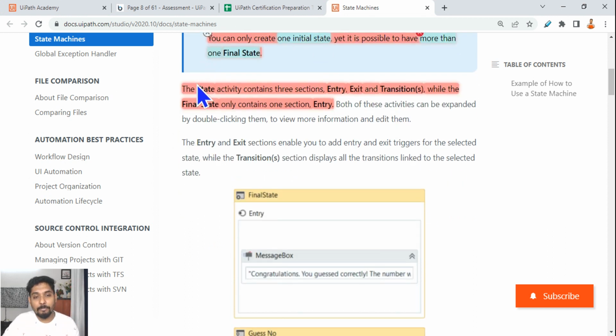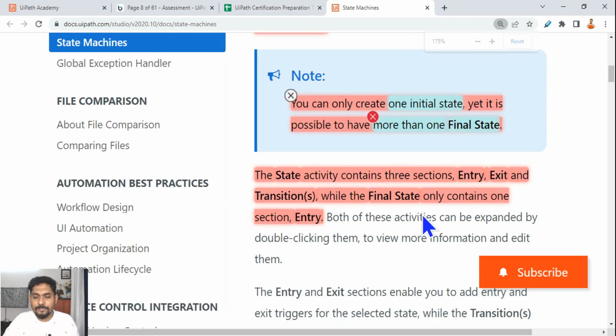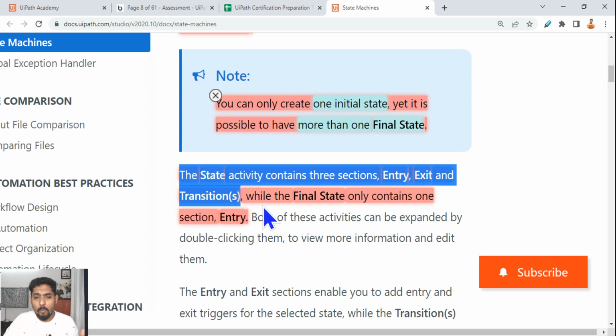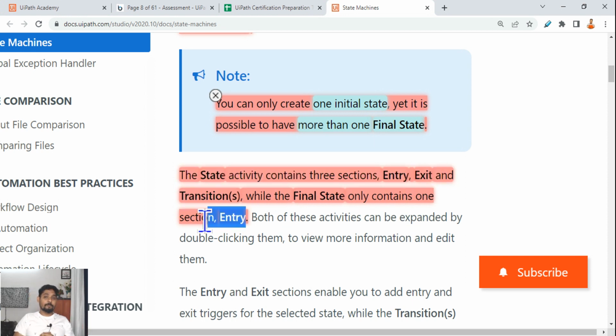Then what is another important point? The state activity contains three sections. Let me slightly enlarge it. The state activity contains three sections: entry, exit and transition. We saw that. While the final state only contains the section entry. On this also you will have questions.